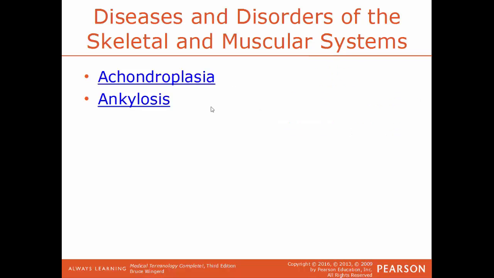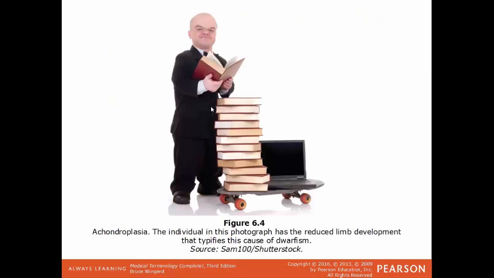The second one, ankylosis. This is a condition of having abnormal stiffness or the inability to move a joint due to the bones fusing incorrectly. Here's an image of someone who has achondroplasia. Due to the lack of cartilage, the limbs will be much shorter than they should be. So the result is a form of dwarfism.